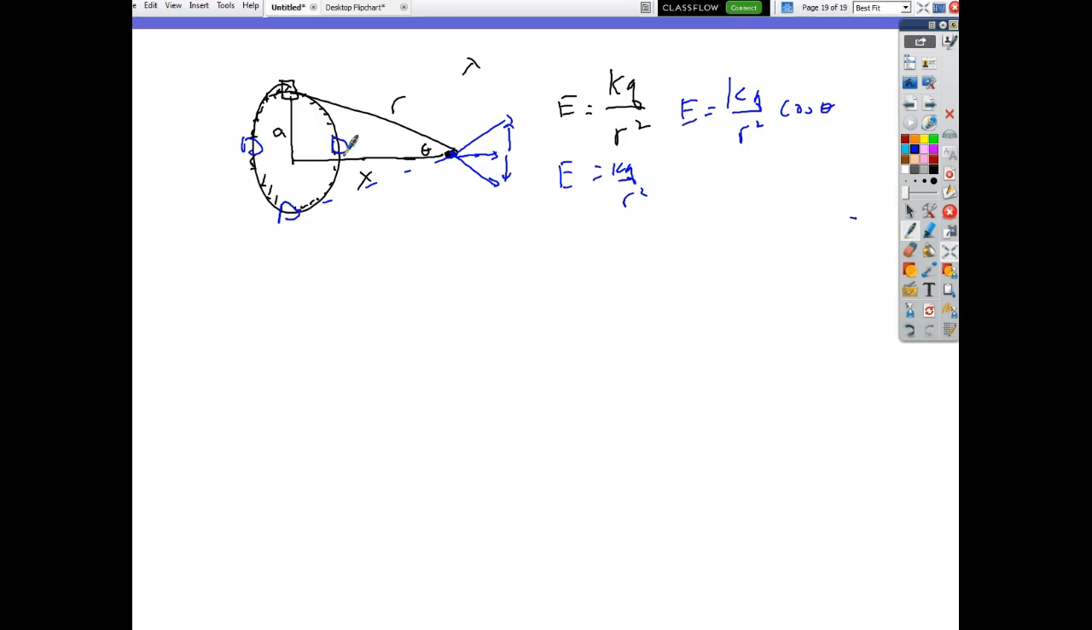The same thing happens here and here, right? One's going to push it out of the board, one's going to push it into the board. Those will be equal, only the cosine pieces are going to matter. So now I've got my expression, I'm ready to do my integral.